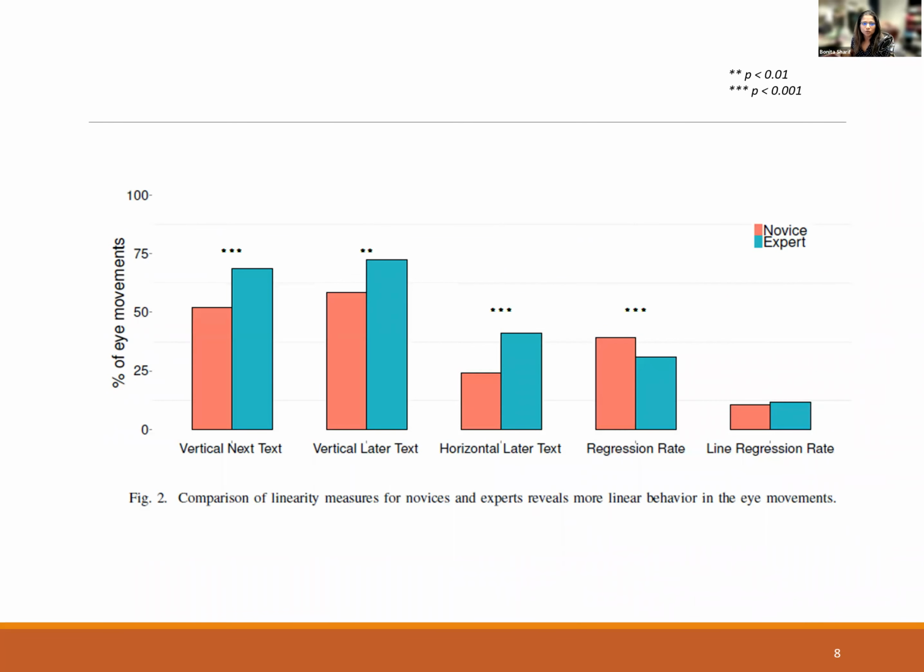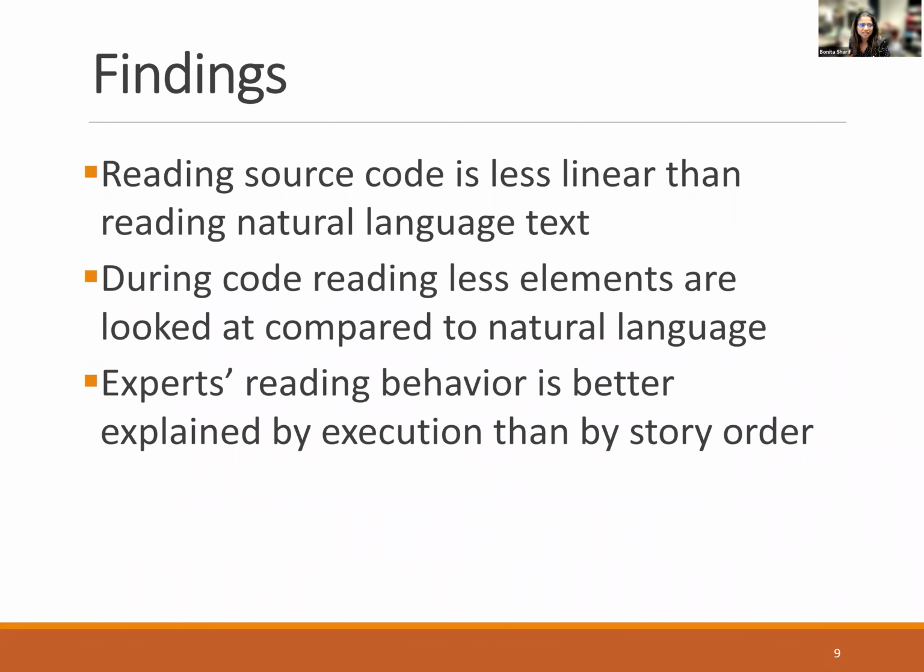Just to get to the results real quick, because I want to talk a lot more about other things in program comprehension. We found that there is truly a difference in these different measures between novices and experts in terms of linearity. The final finding in this study was that when we compared natural text to source code, reading source code was less linear than reading natural text. And even for novices, as they went through the learning modules in this study, they read in a less linear form.